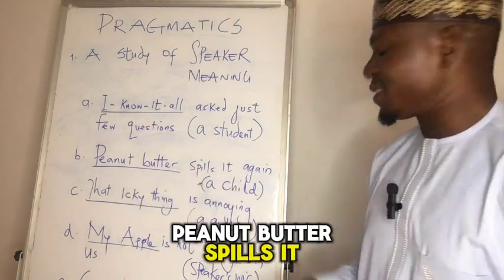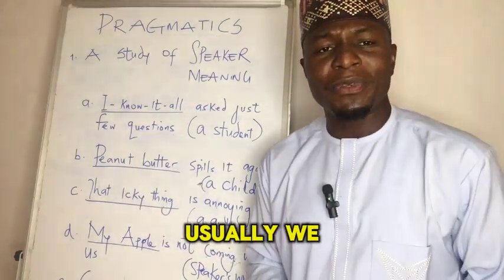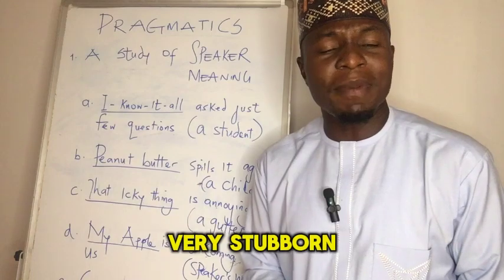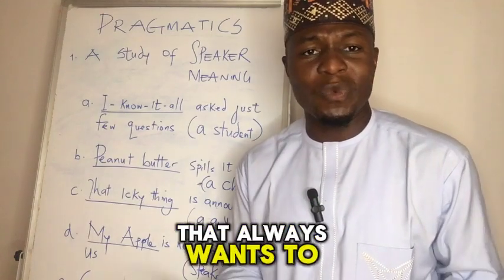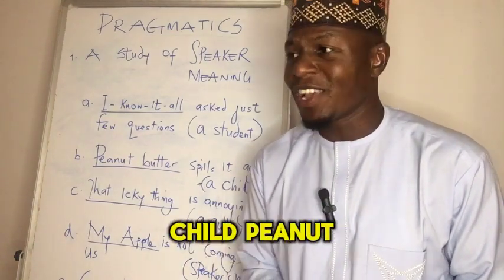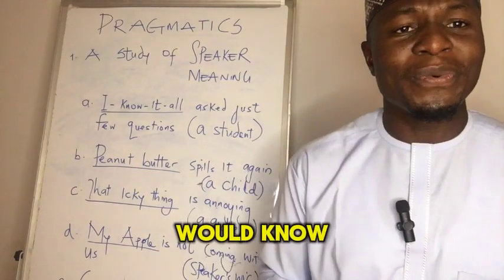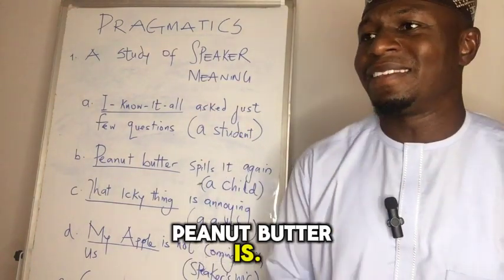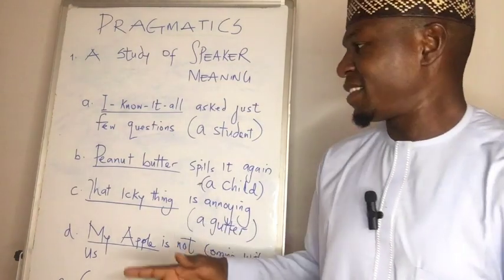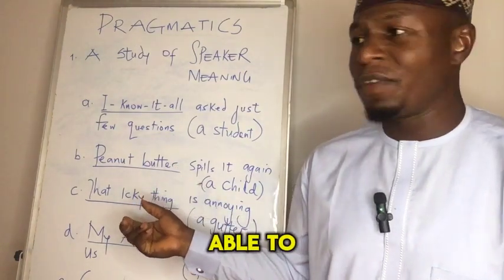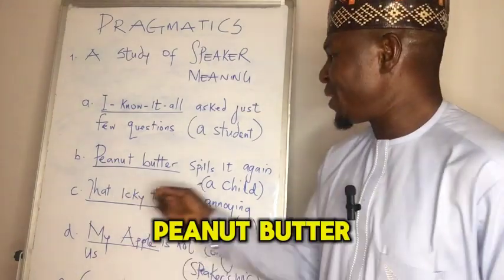"Peanut butter spills it again." Usually we can give a child that is very stubborn, maybe that always wants to take peanut butter, the name peanut butter. And so people within the house would know exactly who peanut butter is. So depending on the context, the listeners would be able to infer correctly who peanut butter is. That is a child.